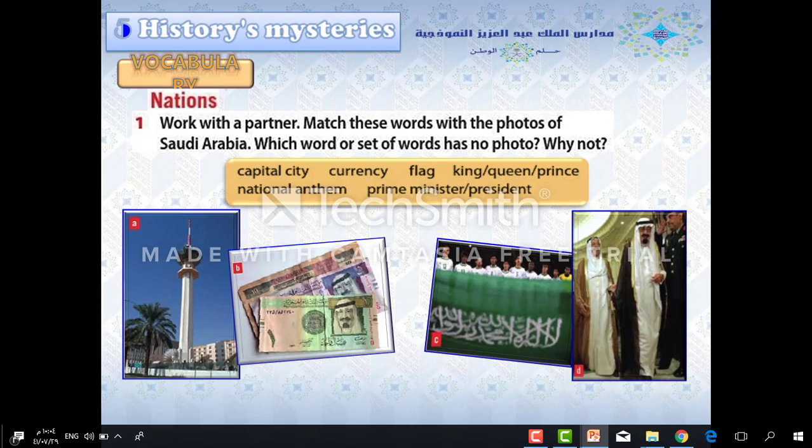Picture number 1 is the capital city, and the capital city of Saudi Arabia is Riyadh. Picture number 2 is currency. The currency in Saudi Arabia is Riyal. And picture 3, this is the flag of Saudi Arabia, and this is also the national anthem. Picture number 4. This is the king.